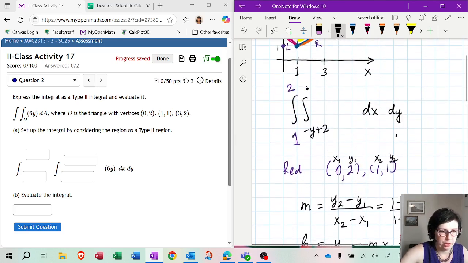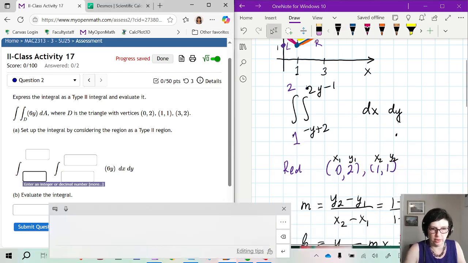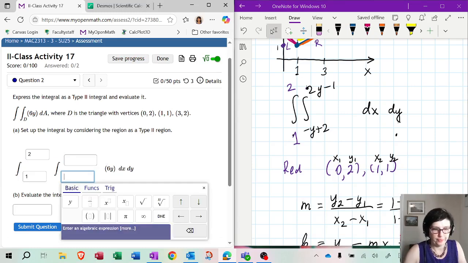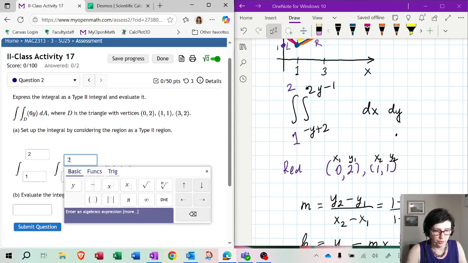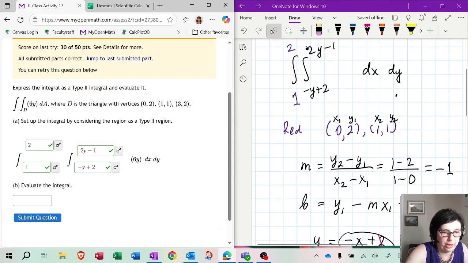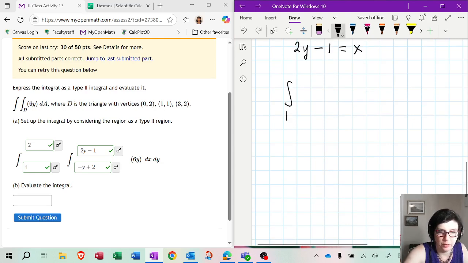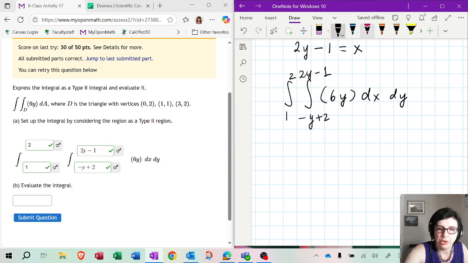So that goes in here, 2y minus 1. Okay, so let's see if we can put that in here. So 1 to 2, negative y plus 2, 2y minus 1. Okay, so what remains is actually computing this integral. So we have to compute this integral of 6y. All right, so let's do that here. So we've got 1 to 2, then negative y plus 2, 2y minus 1, and then we are integrating 6y dx dy. So first concentrate on the inside integral.